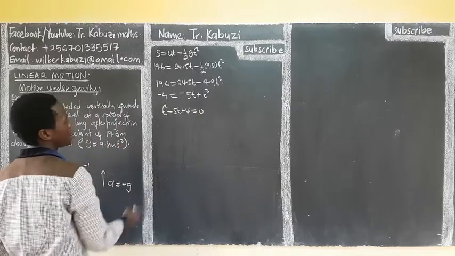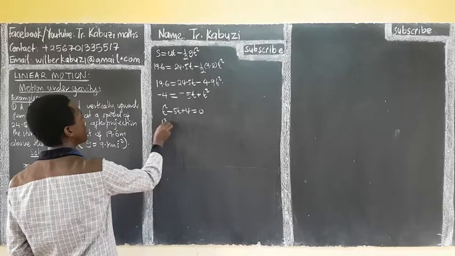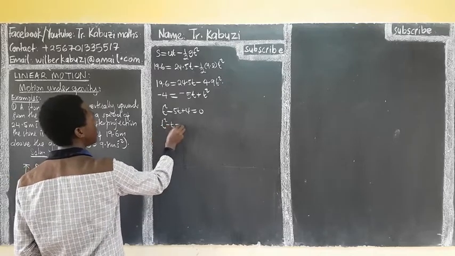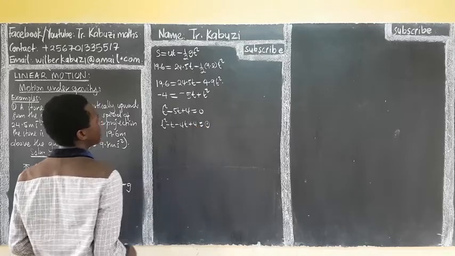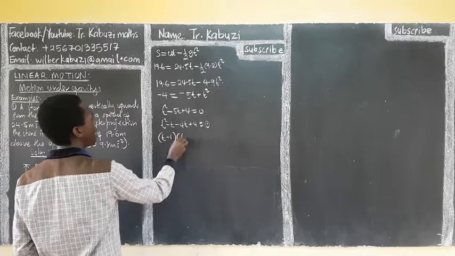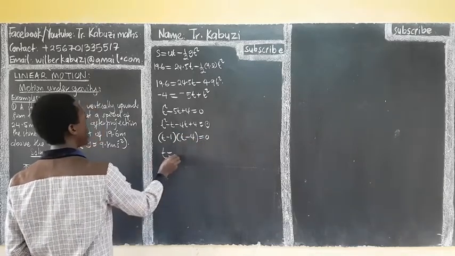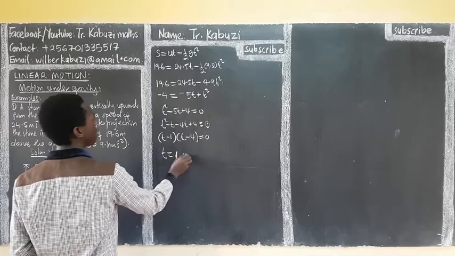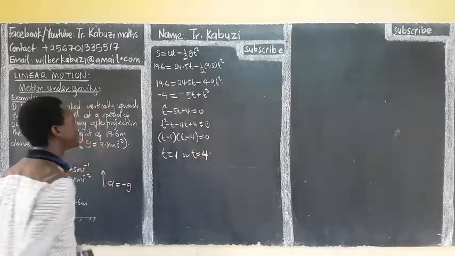So how can we express these two numbers? We need numbers that give positive 4 when multiplied and add up to negative 5. So this is t squared minus t minus 4t plus 4 equaling 0. How can we factorize that? This would be (t minus 1)(t minus 4) equaling 0. So our t can be 1, or our t can be 4.